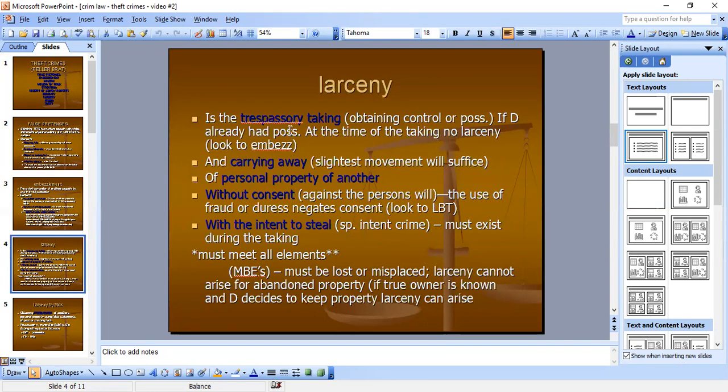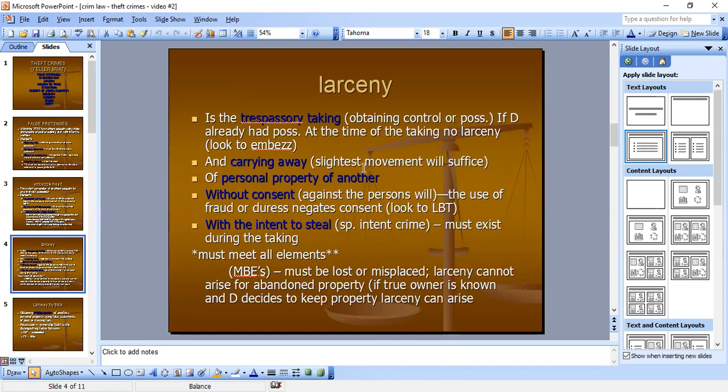Now, when we talk about the trespassory taking, means obtaining control or possession of the item. If defendant already had possession at the time of the taking, I just read it, we know that it's not larceny and it's going to be embezzlement. Look into embezzlement. So write that up too on your essays, both. And carrying away. So even the slightest movement will suffice.